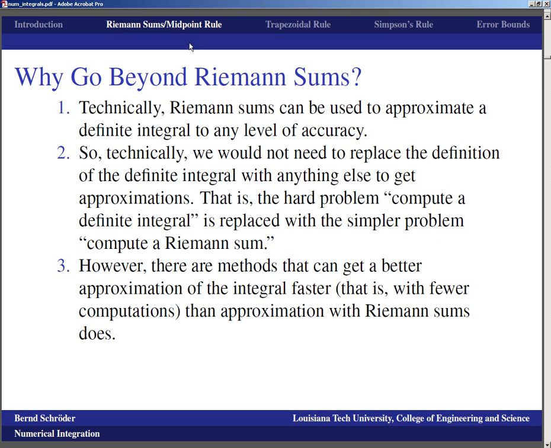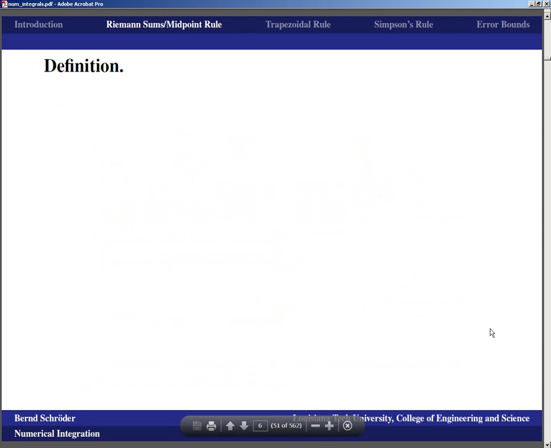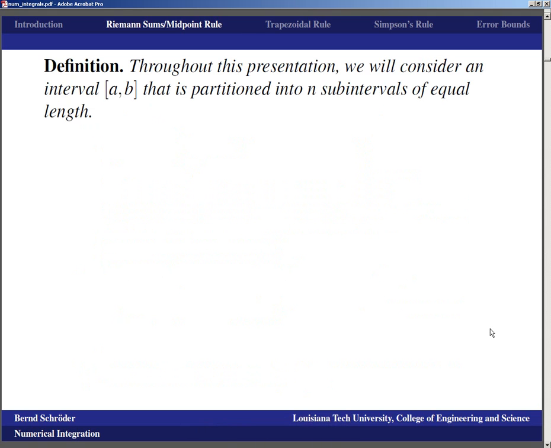The midpoint rule has some surprising properties that we're going to see, but the midpoint rule technically is also just a Riemann sum. And so what we're going to do is replace our original approximations that use Riemann sums with left and right endpoint evaluations with faster ones. And in order to go through the whole thing, we might as well talk about Riemann sums one more time first.